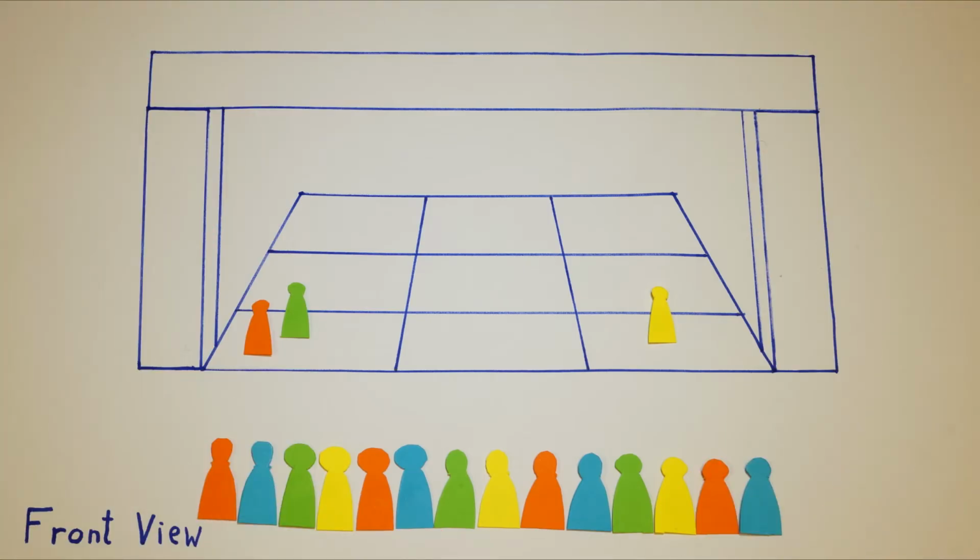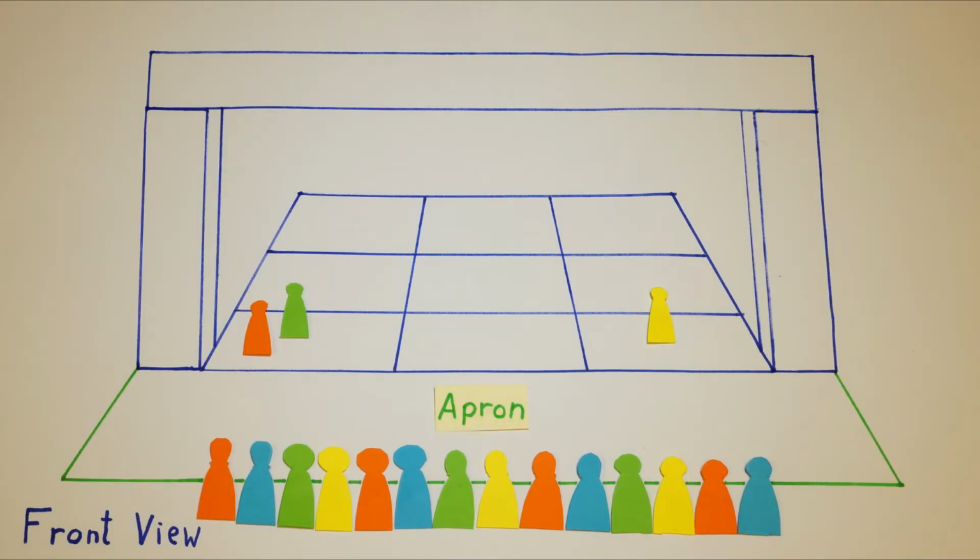Moving on, we come to the apron, a term which refers to any area of the stage that extends in front of the pros. The main difference between an apron and a thrust stage is that the audience is still only seated on one side of the stage.